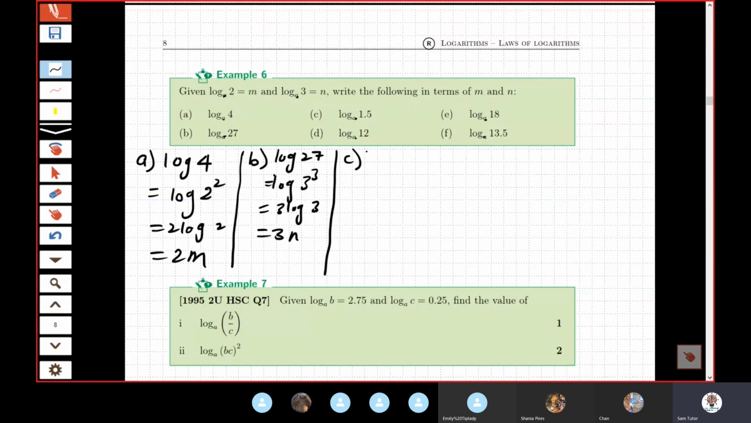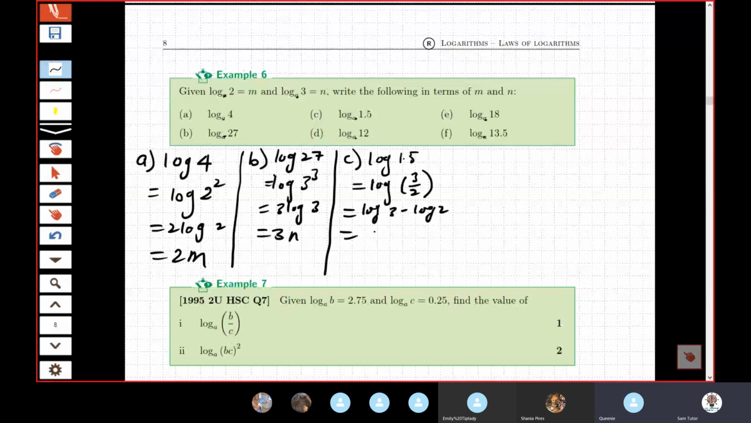All right, log 1.5. Who wants to try that one? 1.5. Special number. Log 3 on 2. Log 3 on 2, absolutely, which equals? Log 3 minus log 2, which is n minus m. Yeah, that's easy. Done. It's not hard. Obviously, you need to be really pro with your log laws, which aren't too difficult, right? Don't make them more difficult than I've just made them. So that's it. That's all you need to know.